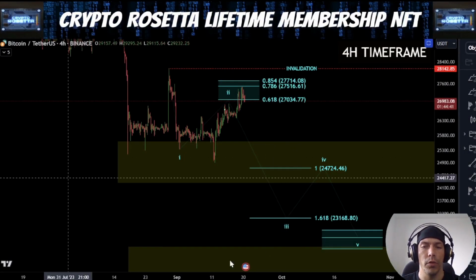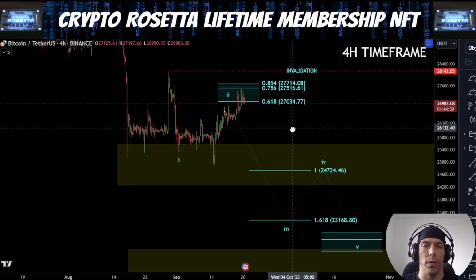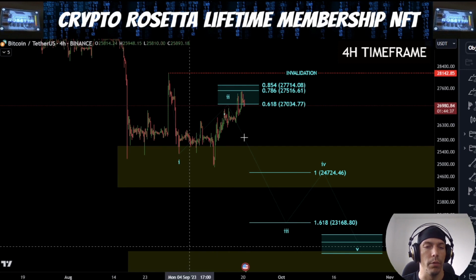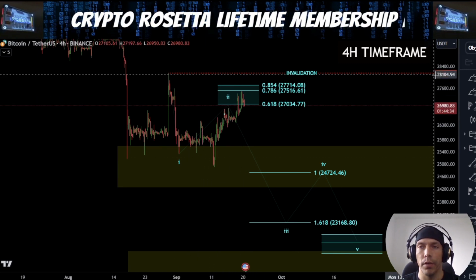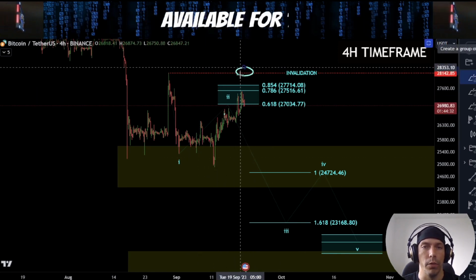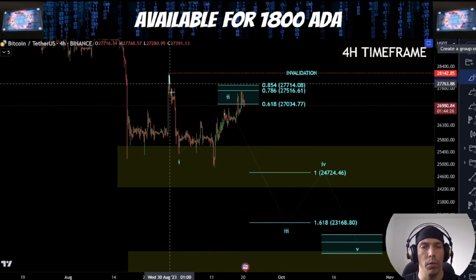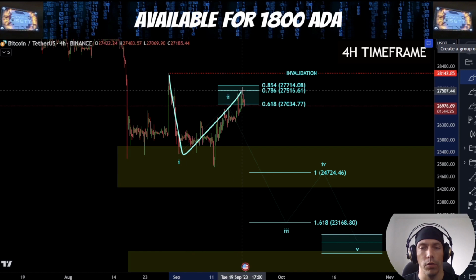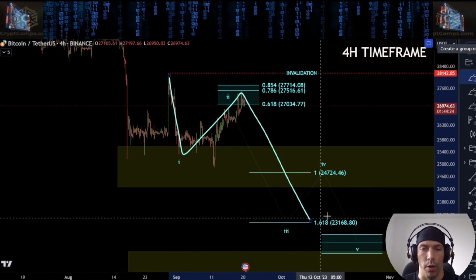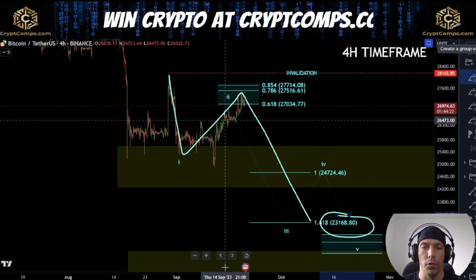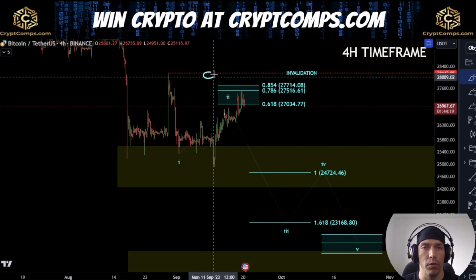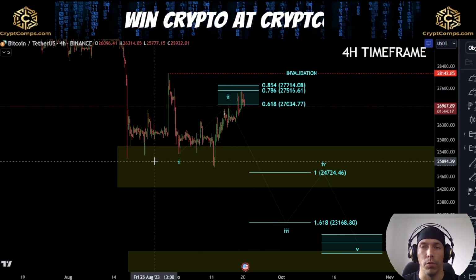Okay, so before we jump into the smaller degree counts, we're going to go over some of our higher degree things that we're looking for here. So until we actually break this high of 28,142, we need to be aware of the bearish scenario here where we could potentially still have this as a 1-2. And then we're looking for this as a wave 3. Target area for this would be this 23,168. Invalidation would be taking this high at 28,142.